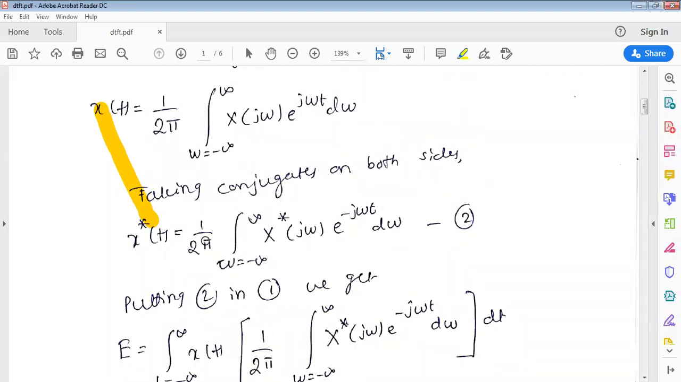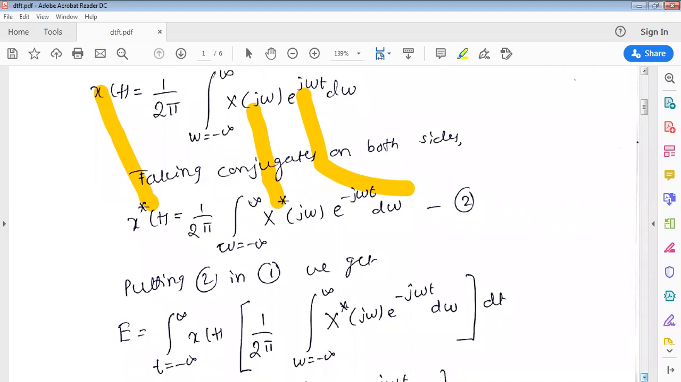This 1 by 2 pi will remain unchanged. Omega again goes from minus infinity to plus infinity. X of j omega translates to x star of j omega. E power j omega t translates to e power minus j omega t. But the integral variable d omega will become d omega only. It will not become d omega star, because the integral variable remains unchanged. Only instead of integrating x of j omega, you are integrating x star of j omega. So that is the only change.